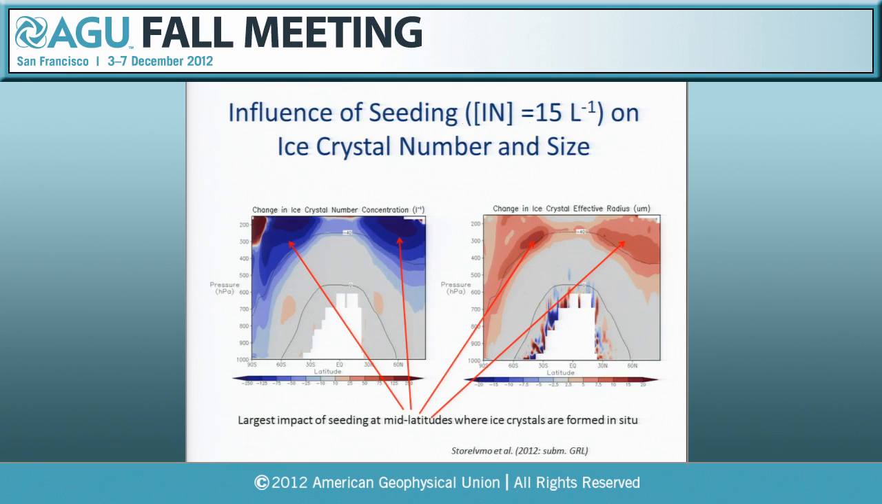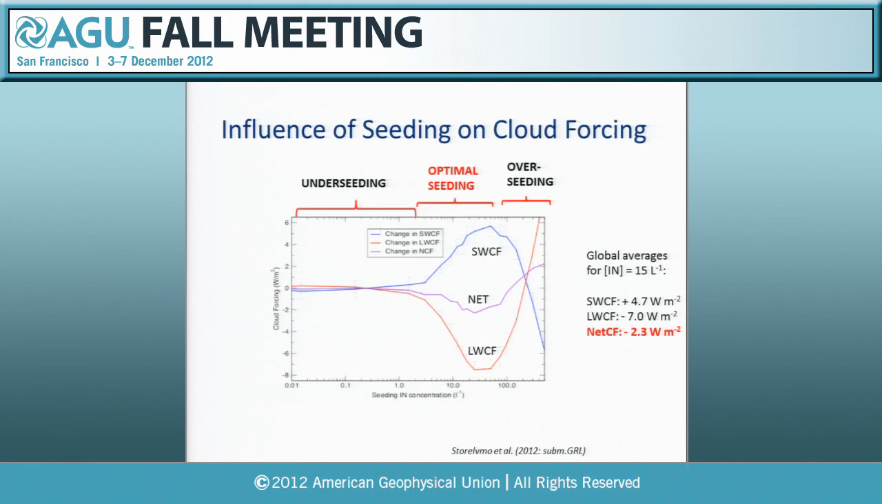What happens is that, in these meridionally averaged cross-sections, we go from South Pole to North Pole, and you see that in the upper troposphere we have a decrease of ice crystal number and an increase of ice crystal size, which is exactly what we desire. And the resulting effect here is, again, a global average. We see an effect both in the shortwave and the longwave, but the longwave effect dominates. So the net effect is a cooling of about -2 watts per meter squared.